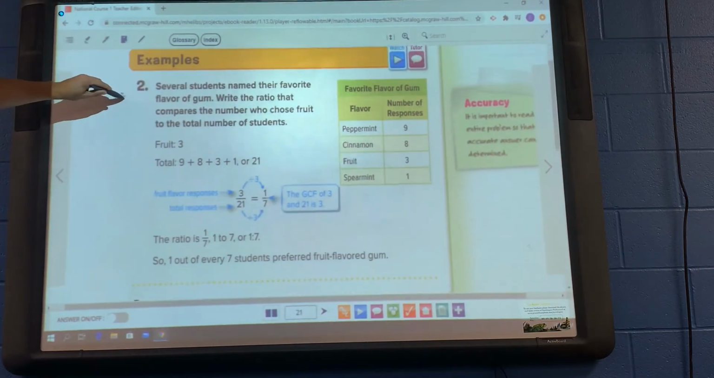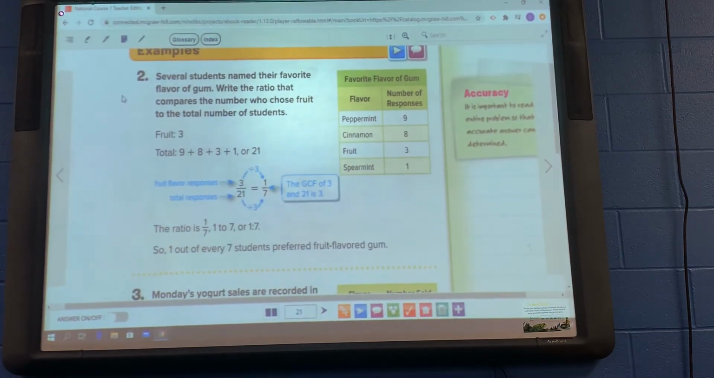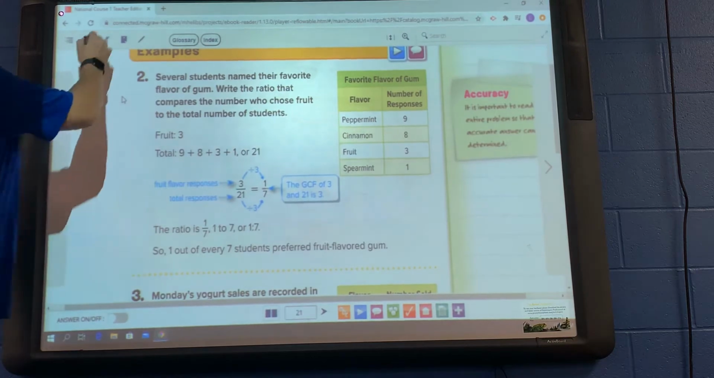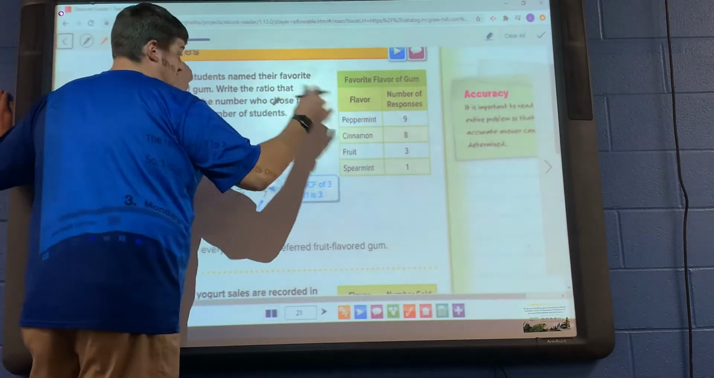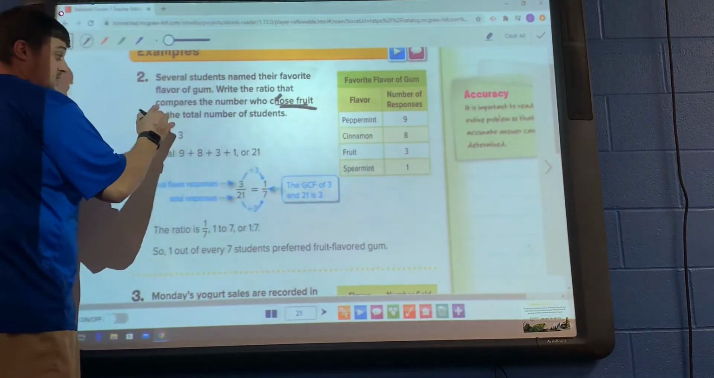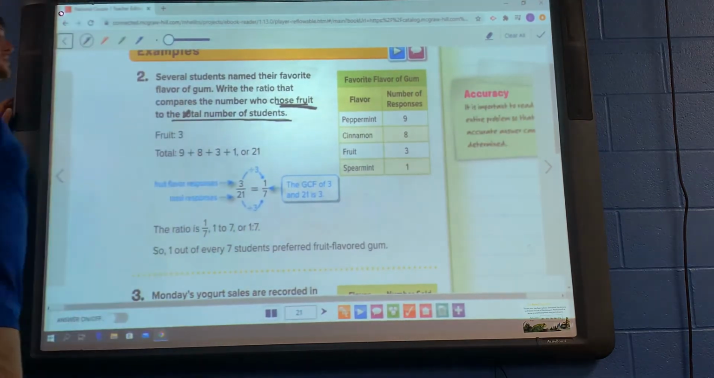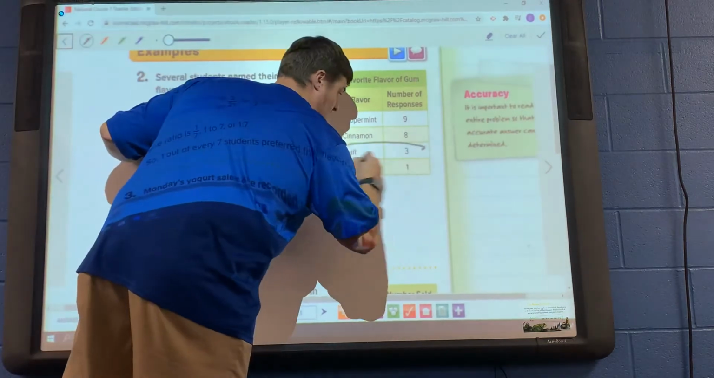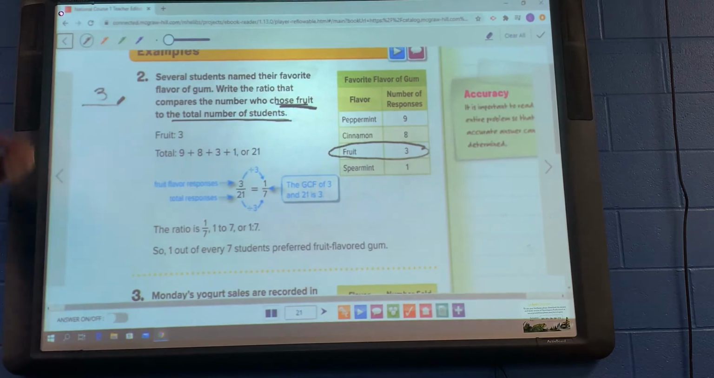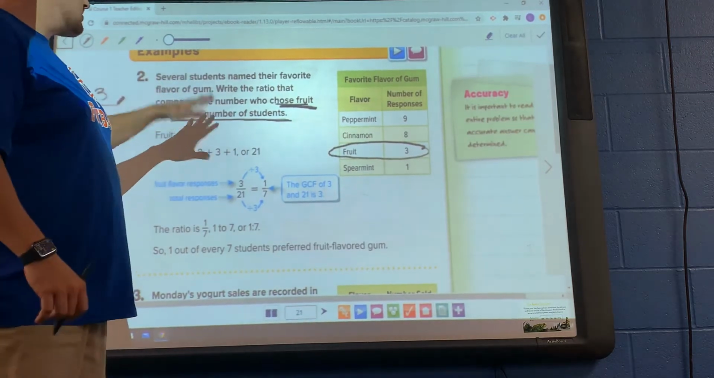So example number 2. It says several students named their favorite flavor of gum. Write the ratio that compares the number who chose fruit to the total number of students. So that's what you've got to remember here. We're not doing all of them. We're doing one part: fruit to the total number of students. If you look, fruit has 3. So we have 3. That's going to be my numerator because that comes first. Now we have to look at the total number of students.